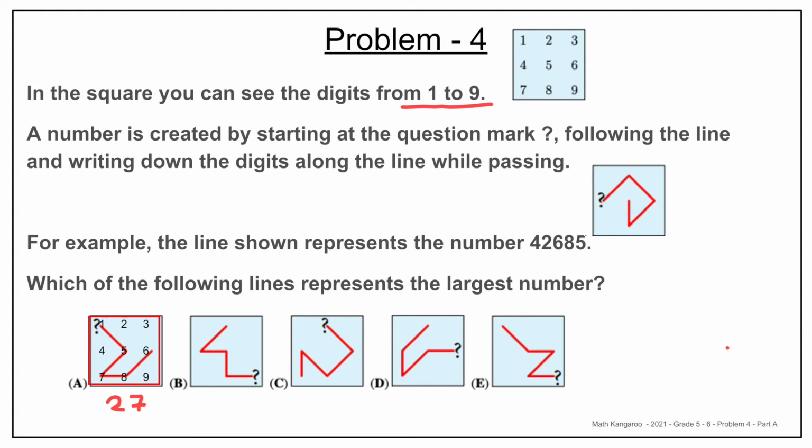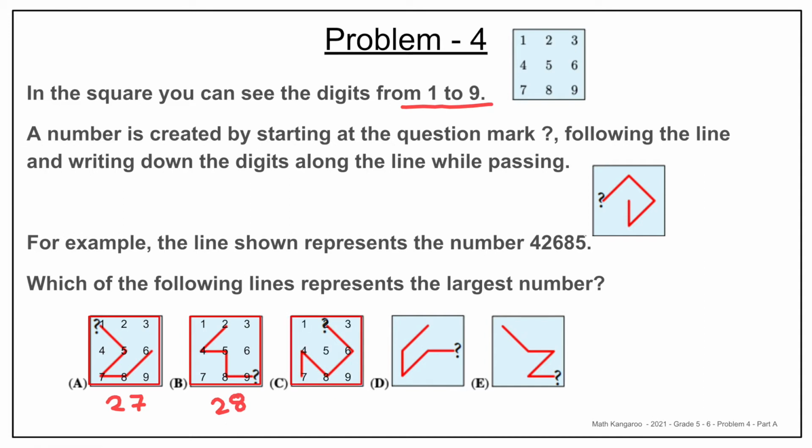Now let's look at option B. So we have here 2. 2 plus 4 gives us 6. 6 plus 5 gives us 11. 11 plus 8 gives us 19. 19 plus 9 gives us 28.